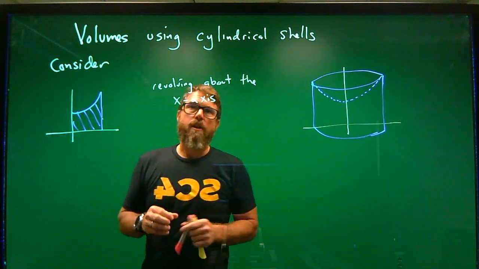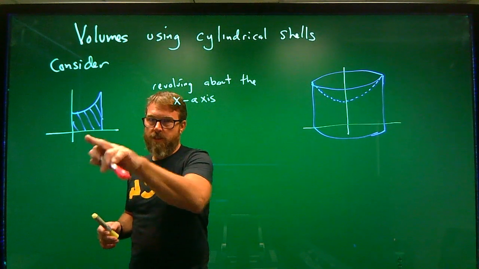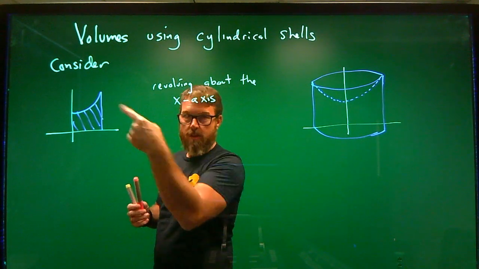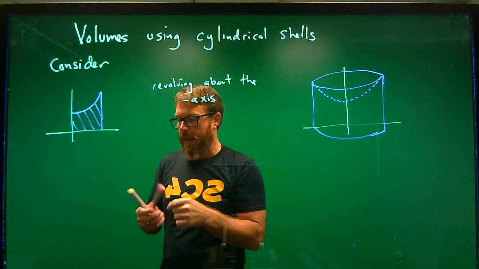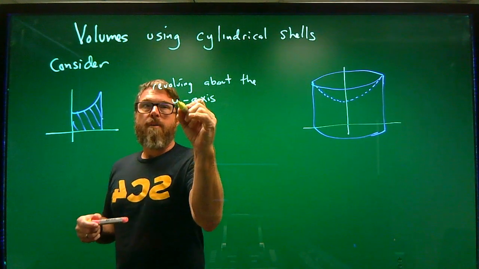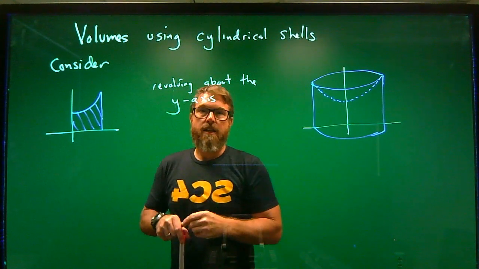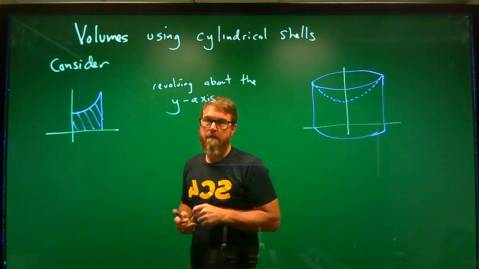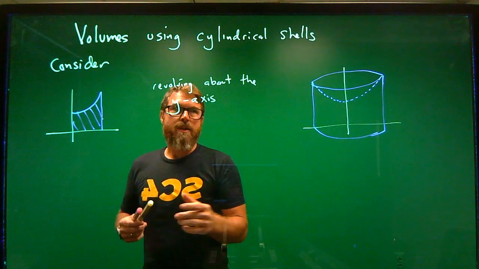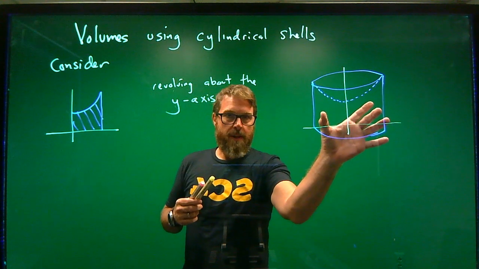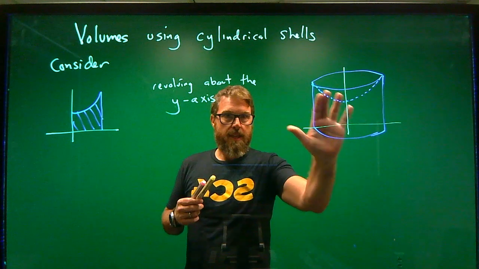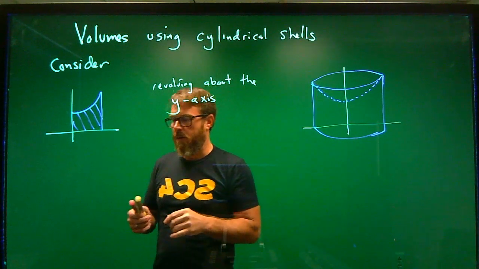So what we're going to do is look at a function that looks like this, and I want to spin this about the y-axis. Spinning this about the y-axis, it's going to give me something that looks like this. We can see it's like a bowl, and I'm going to have volume here with some kind of empty space here, which is why I'm calling it a bowl.